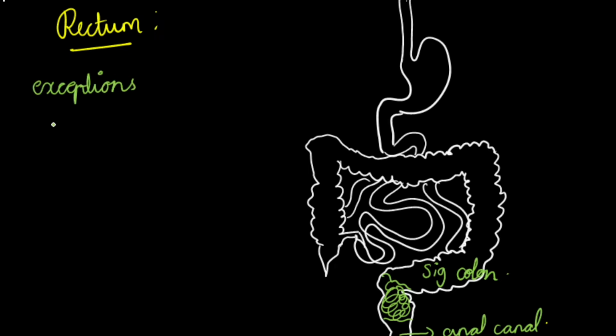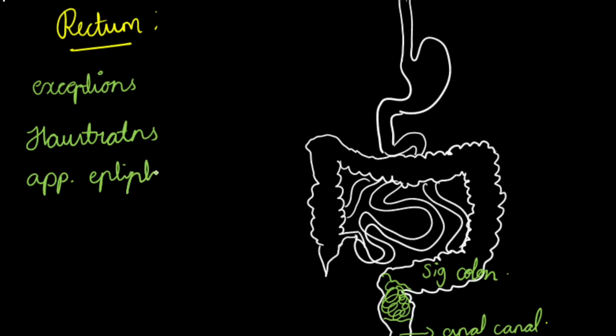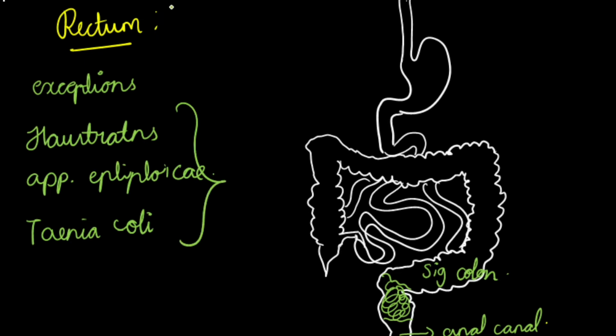We all know that the large intestine has a few special features. One is haustration, the second one is appendices epiploicae, which are small bags of peritoneum containing fat, and then teniae coli. So, in the case of the rectum, all three of these specifications of the large intestine are absent.